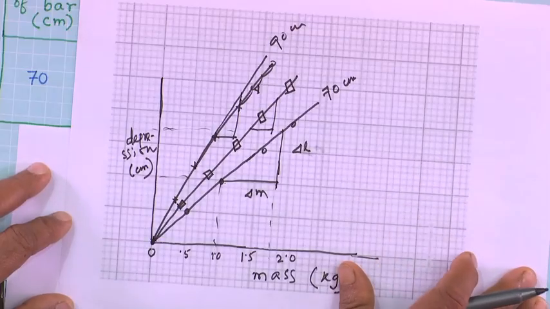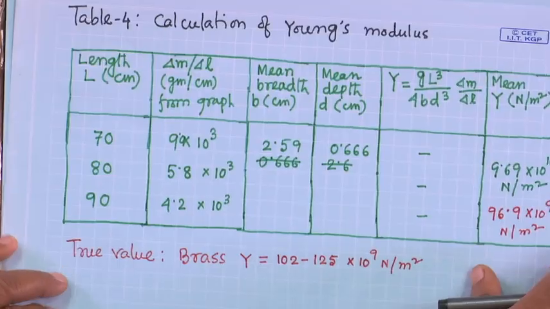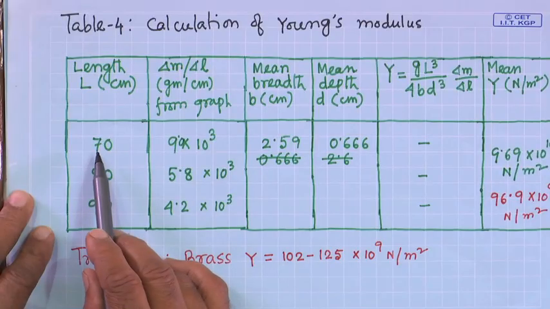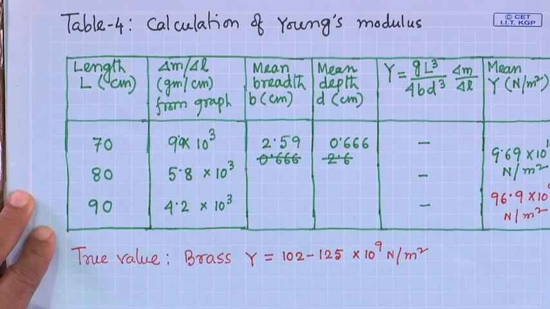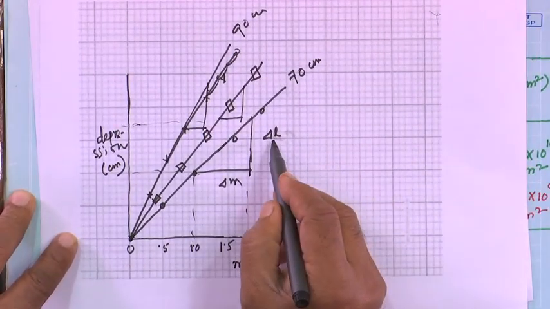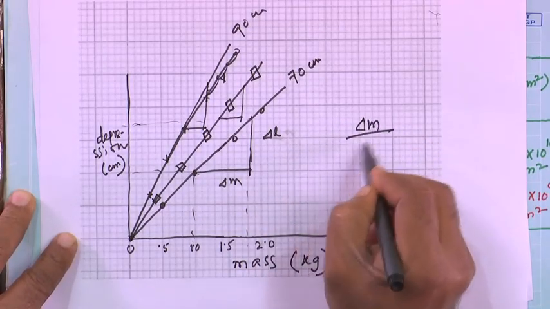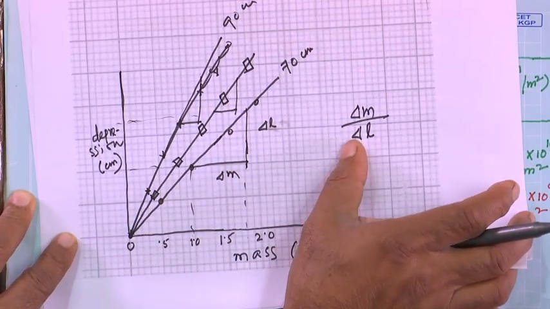In the working formula, what we should do is calculate the Young modulus. For that you can make a table. Say, table 4, calculation of Young modulus. For each length, for 70, del m by del L. As I told, in the graph the way I have plotted it, the slope is giving del L by del m, but you can also find the inverse, del m by del L, as you need. Seeing the working formula, you can decide.